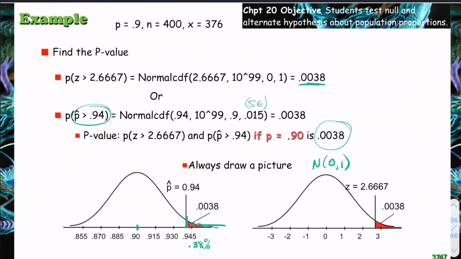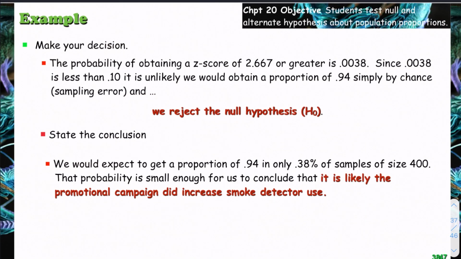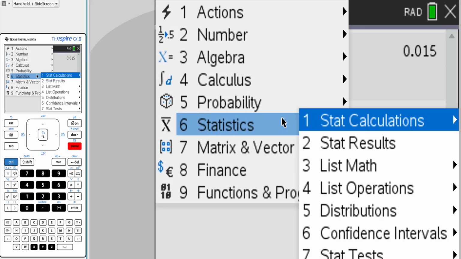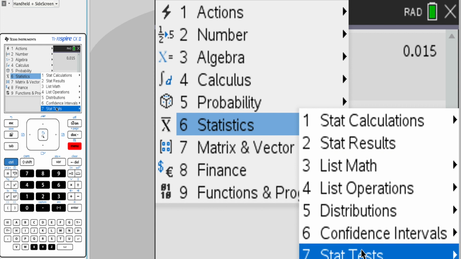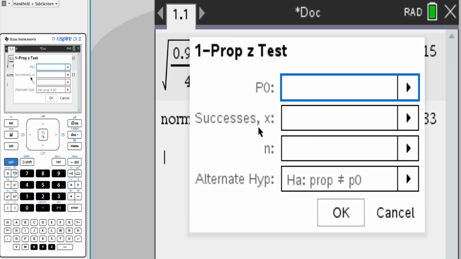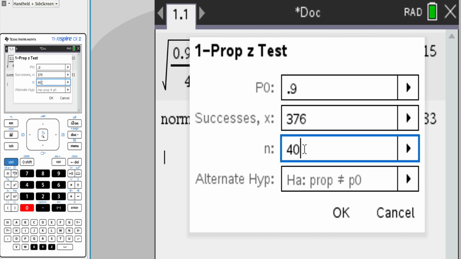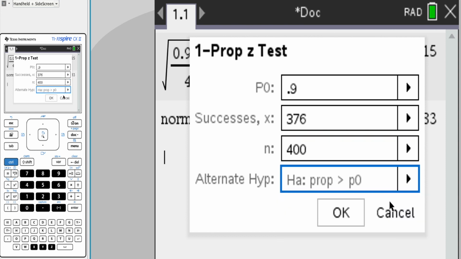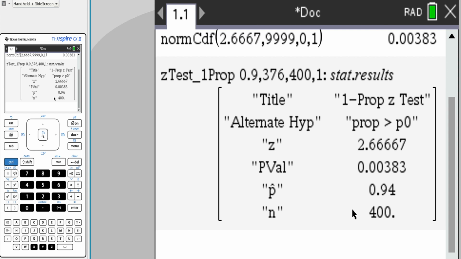So have I gone to my calculator yet? No. So when I go to my calculator and do this, I'm going to Menu, Statistics. Now I'm going to go to Tests, and I'm going to do a one prop Z test. So my null was 0.9. The number of successes was 376. My sample size was 400. And my alternate hypothesis was I was greater. And I'm going to hit equals. Note what the calculator gives you.